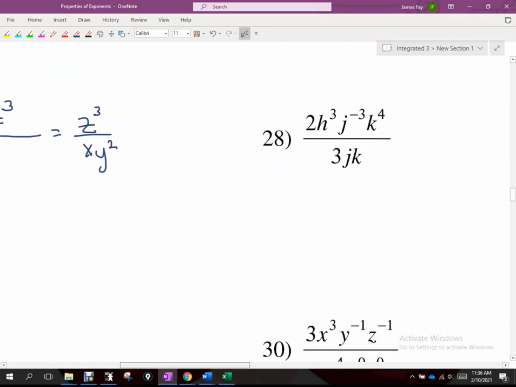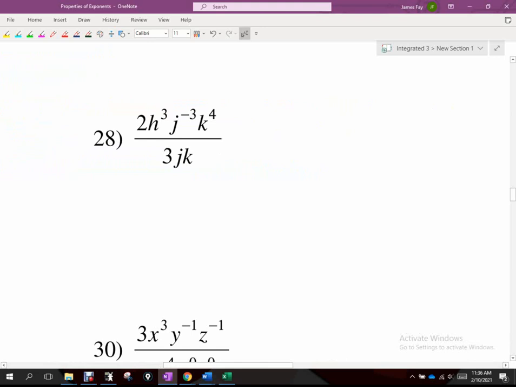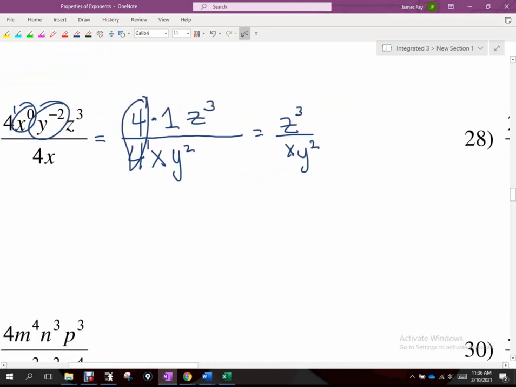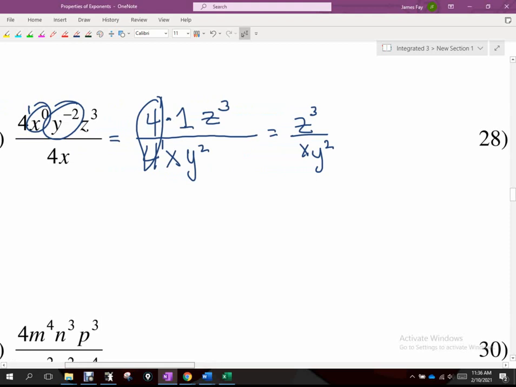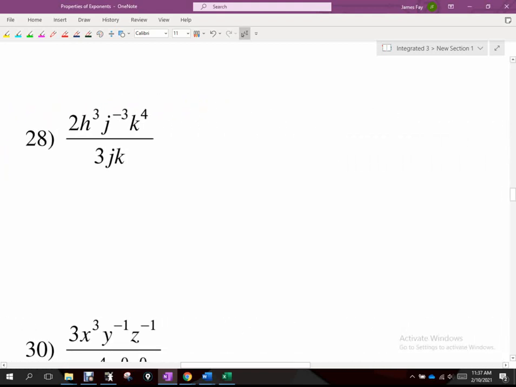And then 28. Negative exponents here, right? What are we going to do with the 2? Keep it. What about the h? Keep it. What about the j in the top? Move it to the bottom, so it becomes j third. What about the k up top? Keep it.